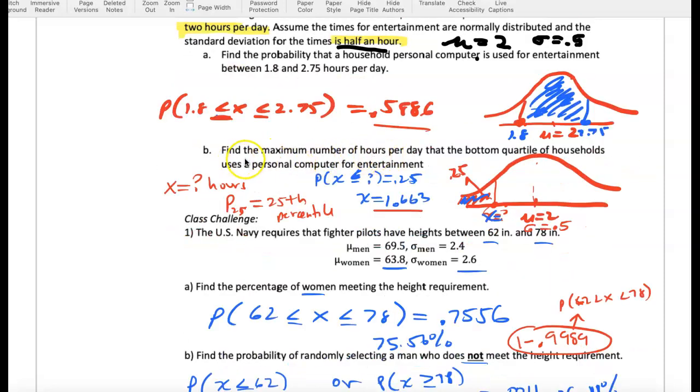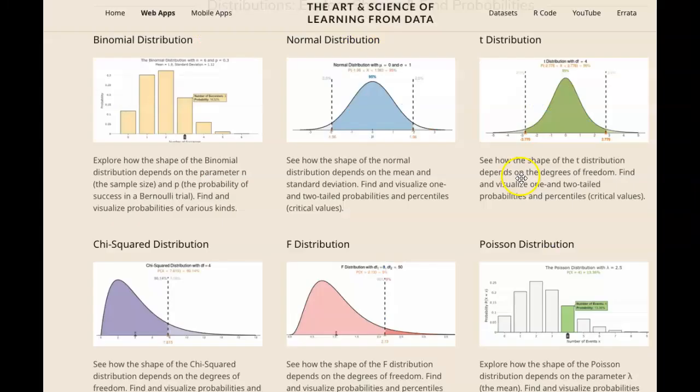Here we're asking another question: find the maximum hours for the bottom quartile, so that's the 25th percentile. Now we can solve percentile problems using the calculator. With the normal distribution, the mean is 2, the standard deviation is 0.5, and I'm looking for the x value that separates the bottom 25% from the upper 75%, which is what the 25th percentile is. So for this problem, we go back to the ARTISTAT.